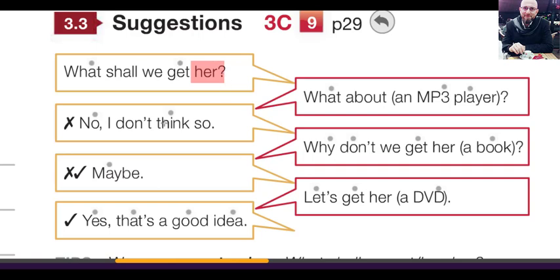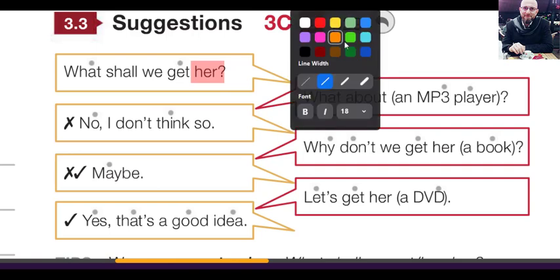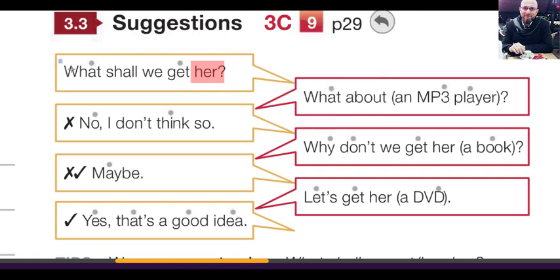And now I ask you, I say, what shall we get? What shall we? You memorize this as one block, okay? What shall we? What does shall mean? No meaning here for shall. It's one block. What shall we get her? Okay? That means, give me an idea. What do we buy for her? But we say, what shall we? What shall we get her, buy her, give her?